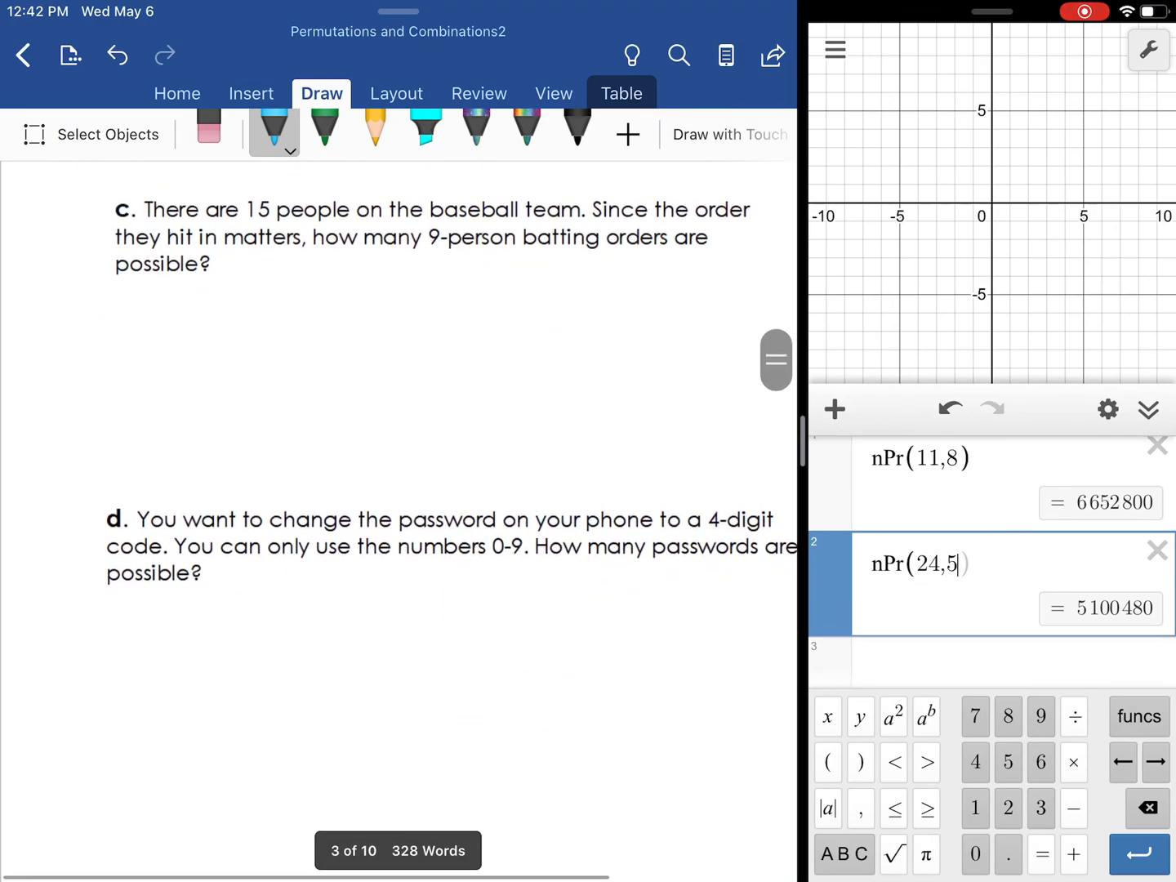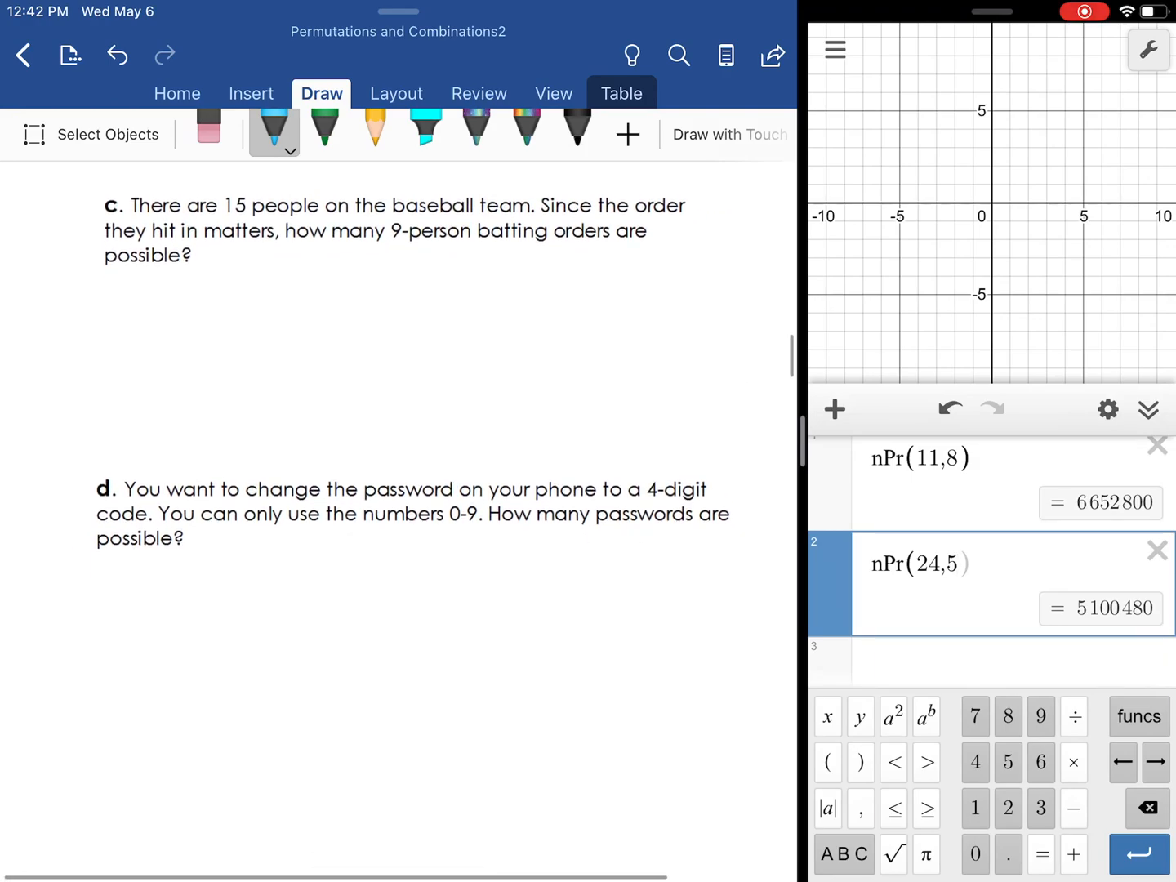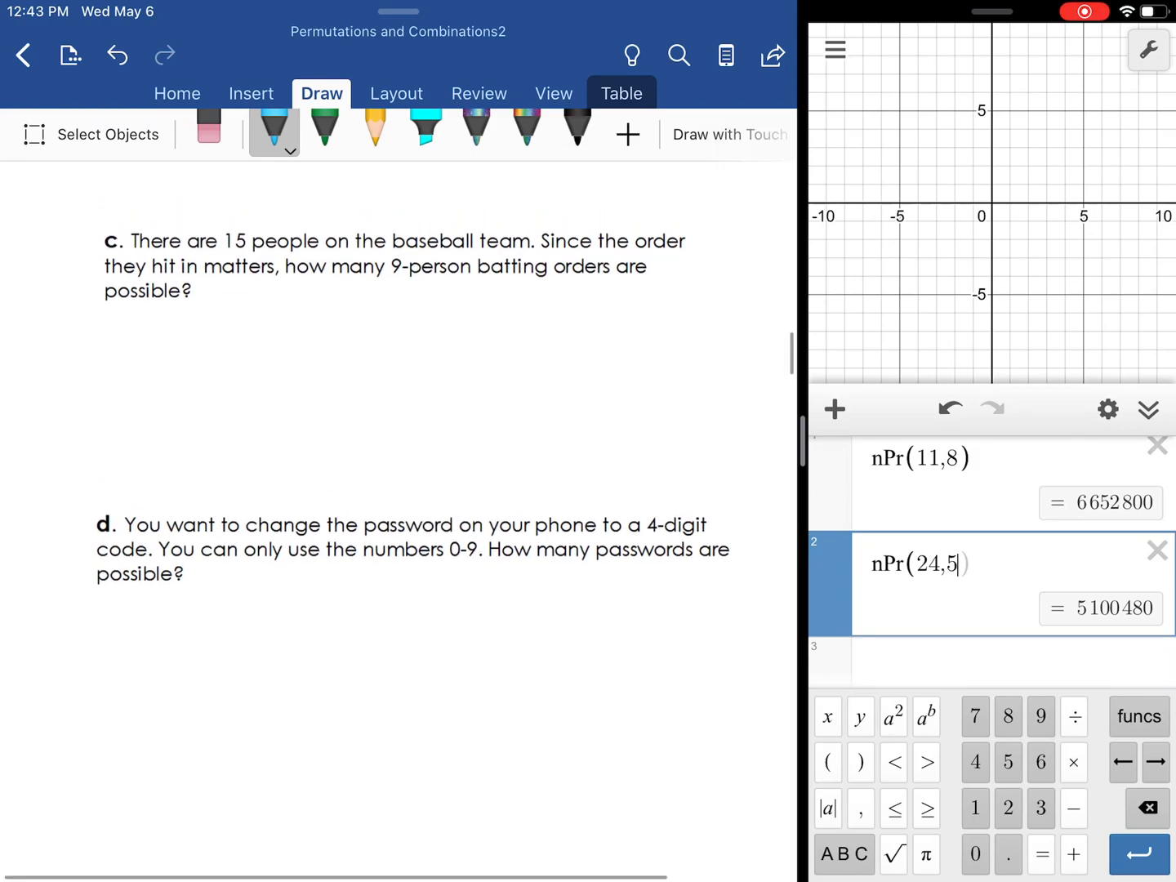Now let's look at a couple of real-world situations so we can figure out the number of possibilities. Letter C, there are 15 people on the baseball team. Since the order they hit in matters, how many 9-person batting orders are possible? I don't know what you know about baseball, but the order matters. If you don't bat in the correct order, you get in trouble.